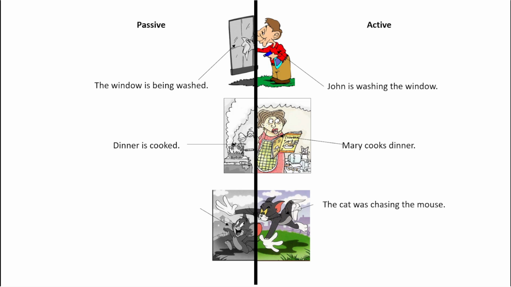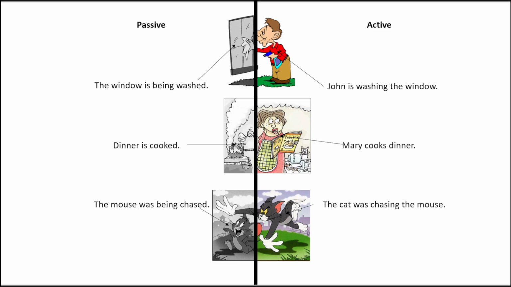And with the mouse, the cat was chasing the mouse would be the active form. But if we didn't want to mention the cat, we would just say, the mouse was being chased by the cat, but we don't care about the cat. Okay, so we don't identify the subject.